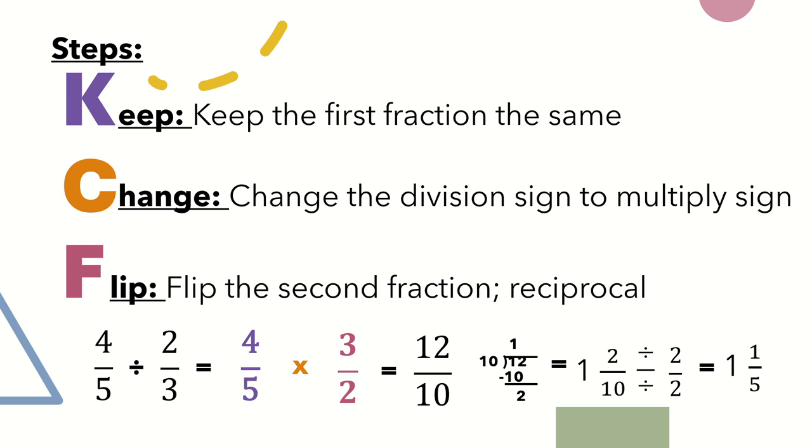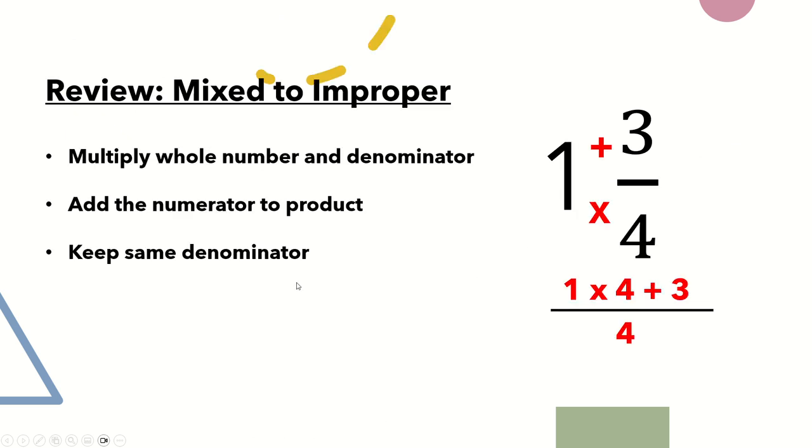Let's just look at this example really quickly before we look at some practice. Keep 4/5. We would change my division to a multiply, and then we would simply flip, or find the reciprocal of, 2/3. And if you look at the second one, I have shown you that.